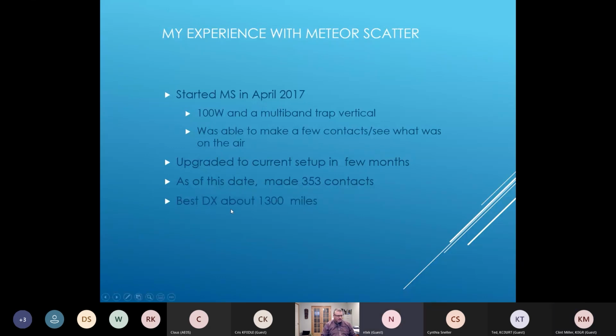The best DX I've made is about 1,300 miles. So as you can guess, you can't work all states with meteor scatter. It's just not enough. It doesn't quite go far enough. Next few slides, I'll do a little bit of an introduction to what meteor scatter is and what meteors are.